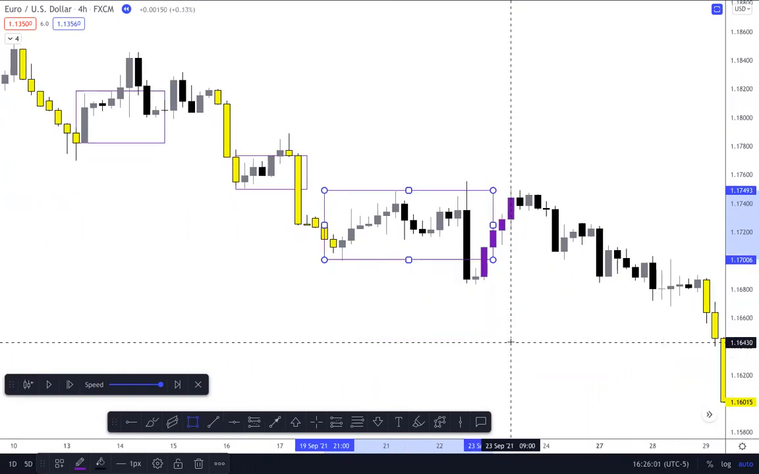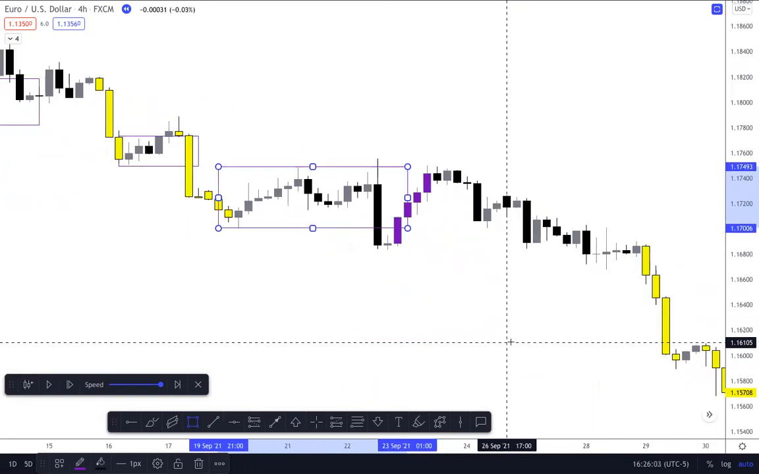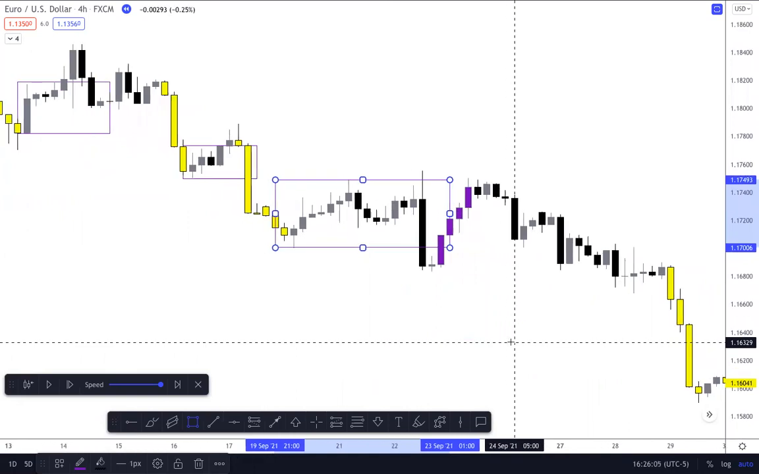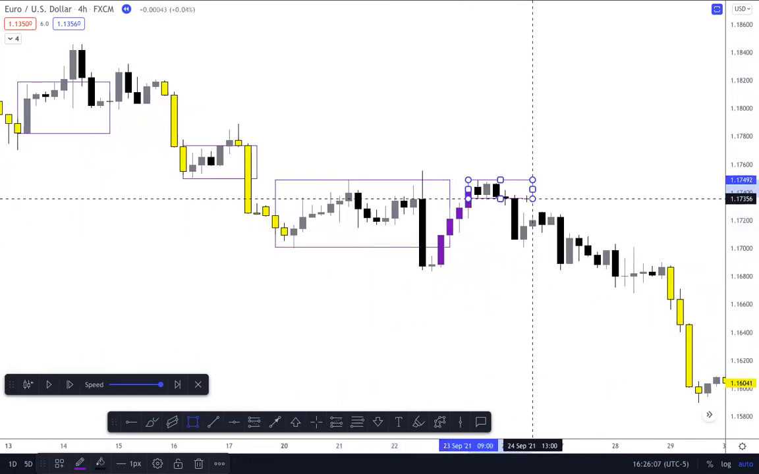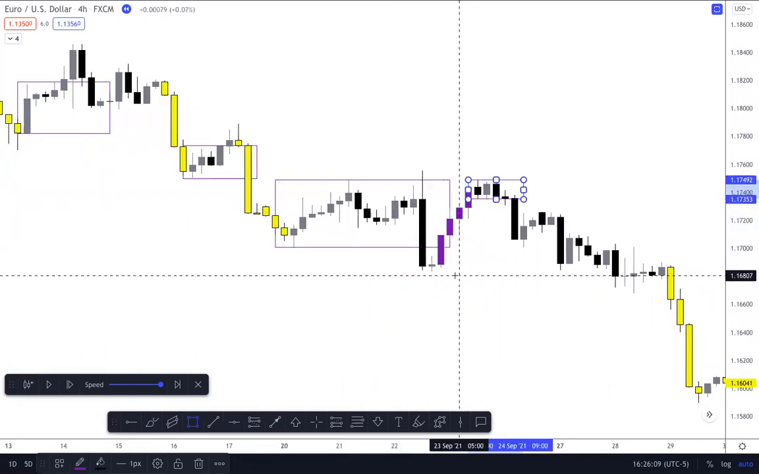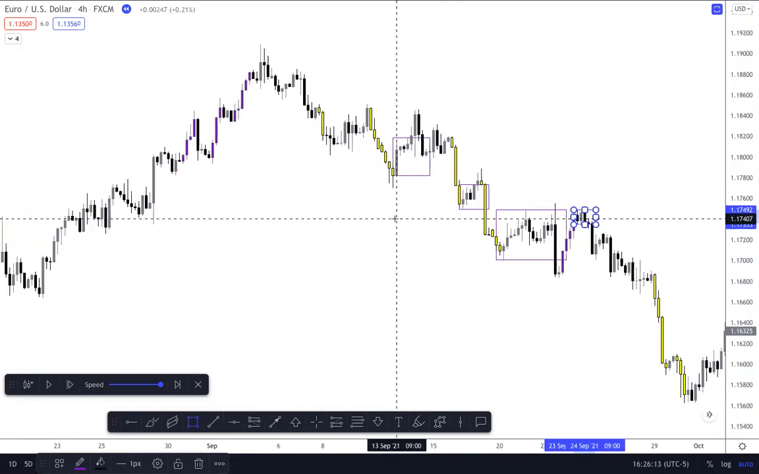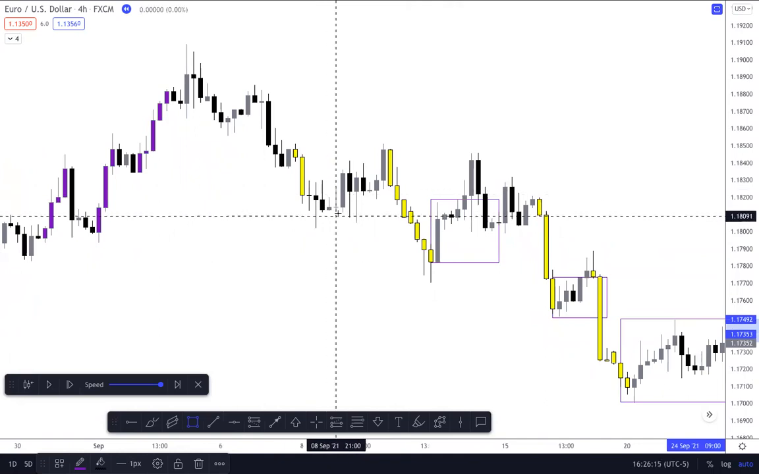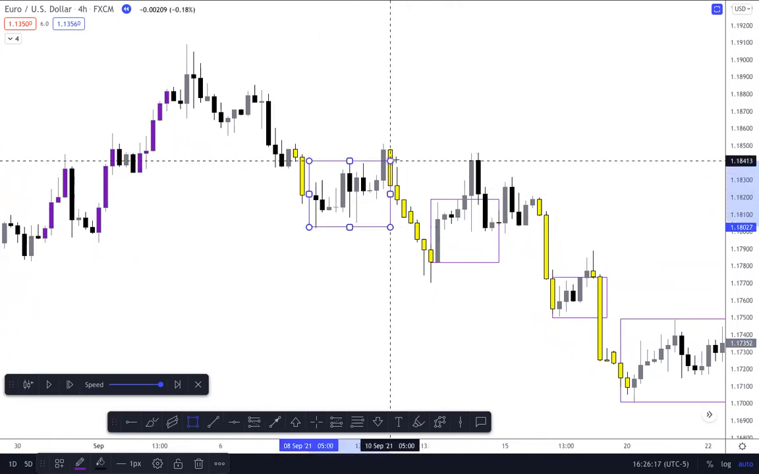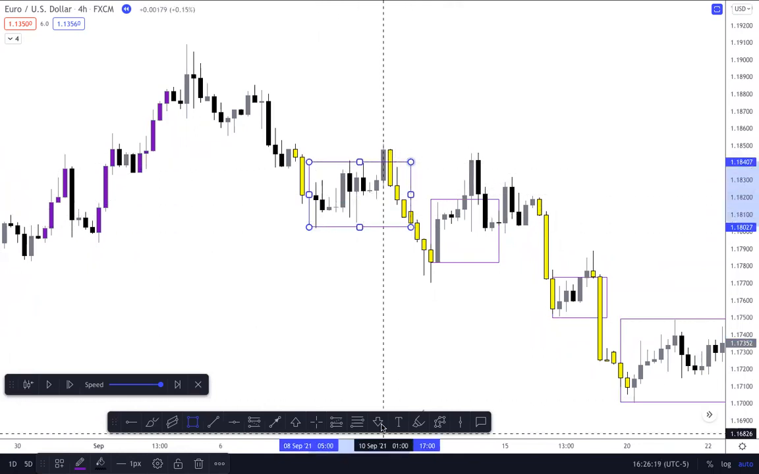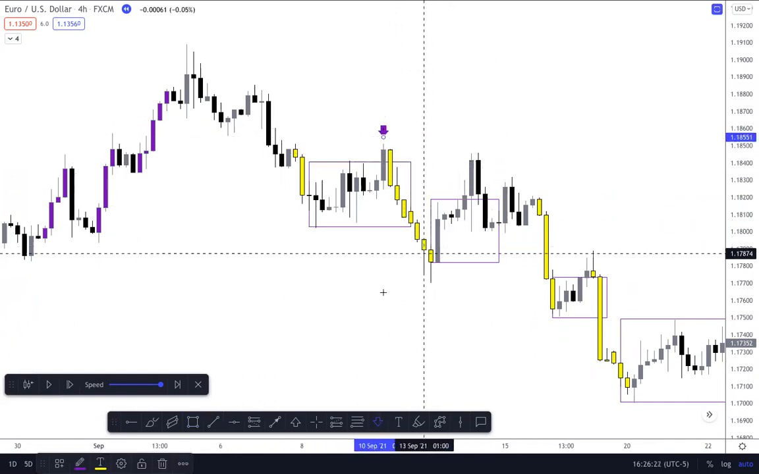Hopefully it's starting to catch on a bit. This one obviously didn't work out so well. Happens. Let's do another one. Black, gray, black, manipulative range. Clearly see what? Stop hunts out of the highs here. Price runs.